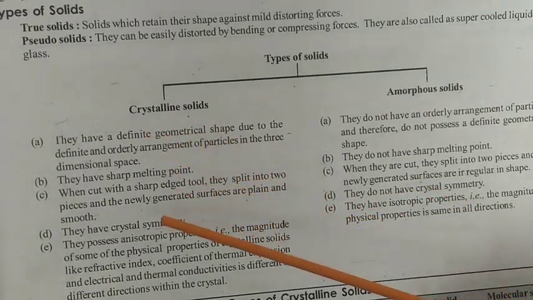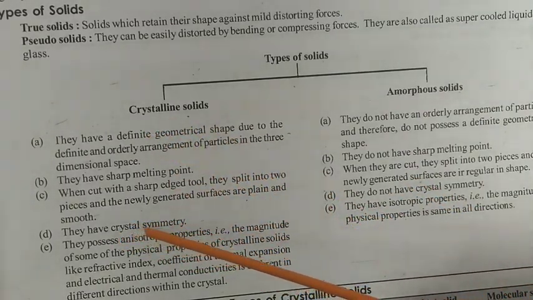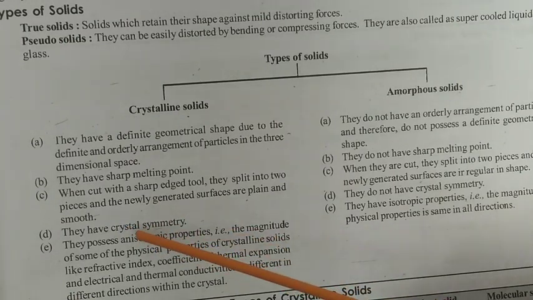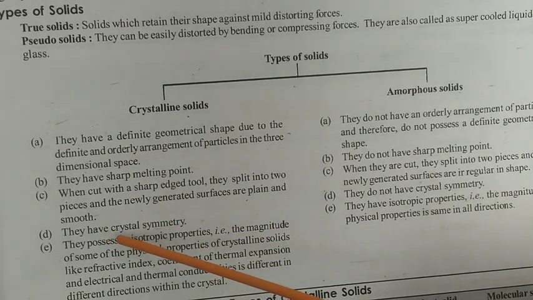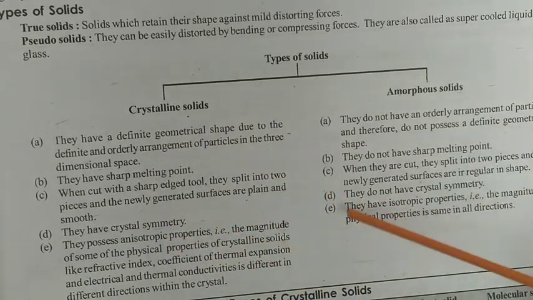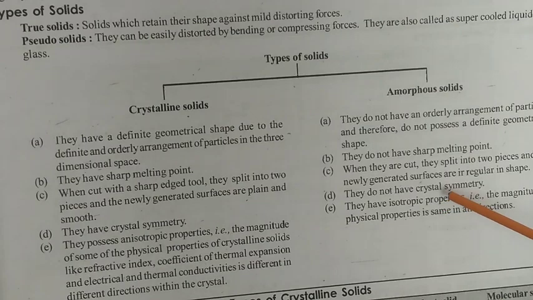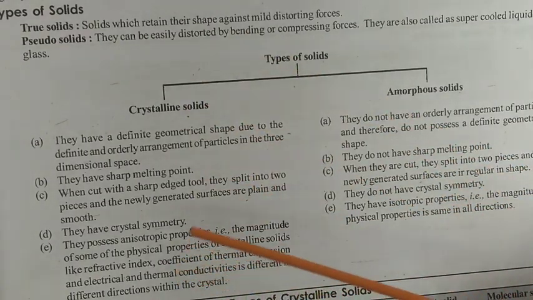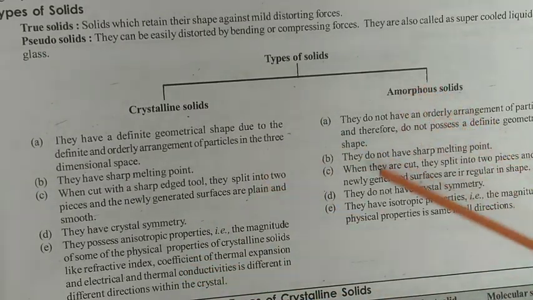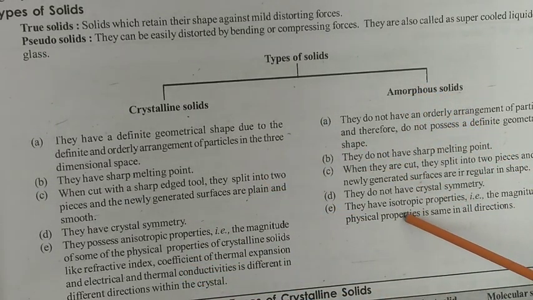Crystalline solids possess a plane of symmetry or an axis of symmetry. They possess some crystal symmetry. Amorphous solids do not possess any crystal symmetries. Crystalline solids are anisotropic in nature. Amorphous solids are isotropic in nature.